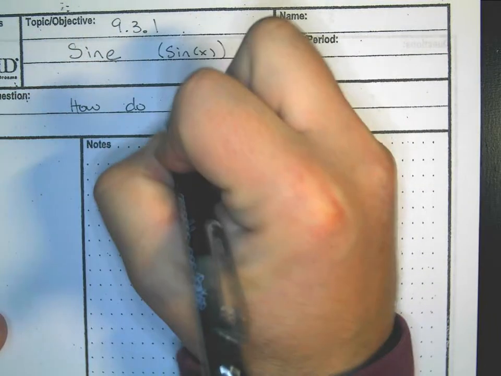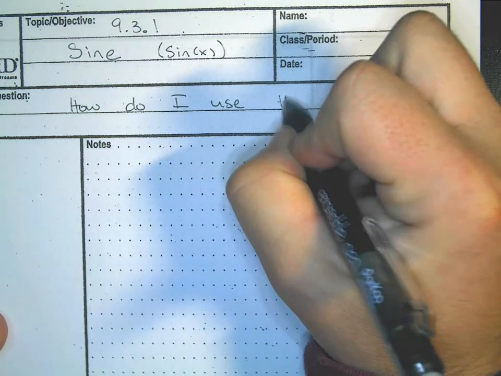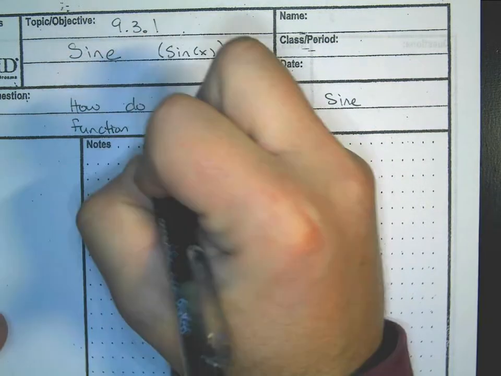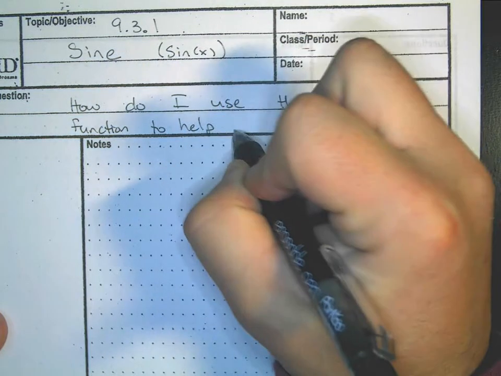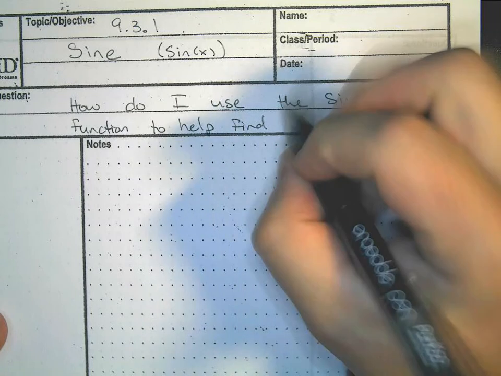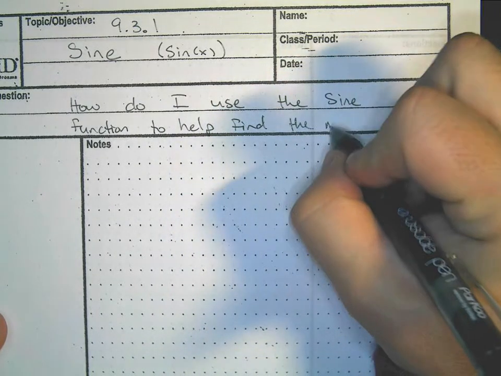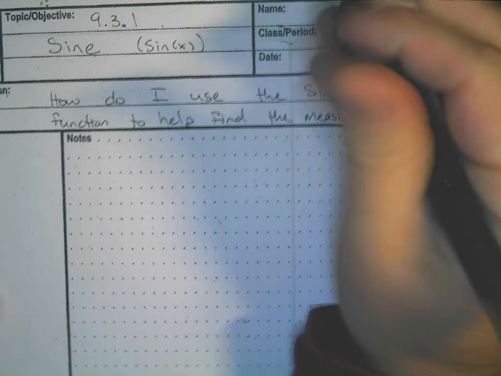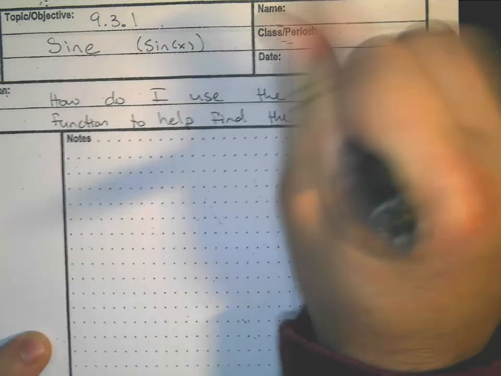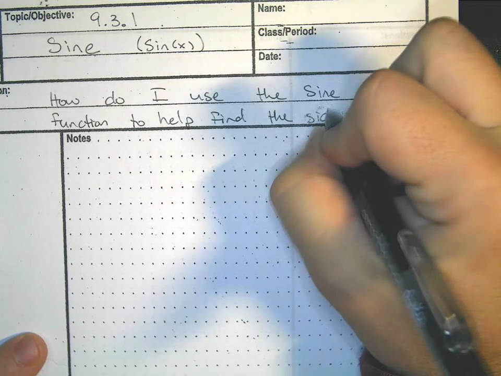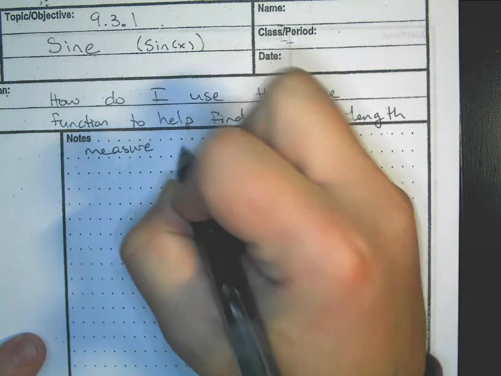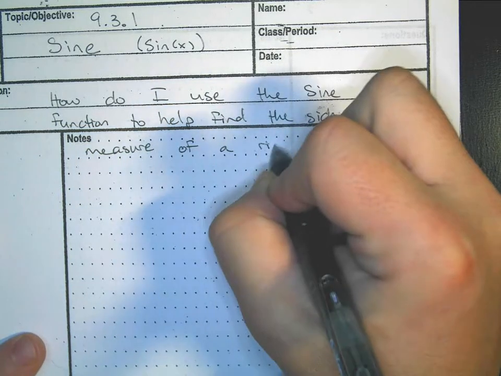And our essential question will be, how do I use the sine function to help find the side length measure of a right triangle?